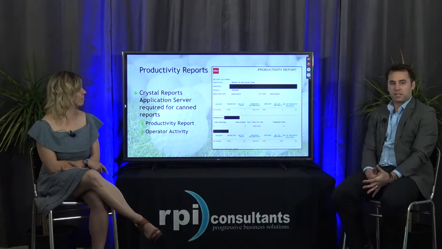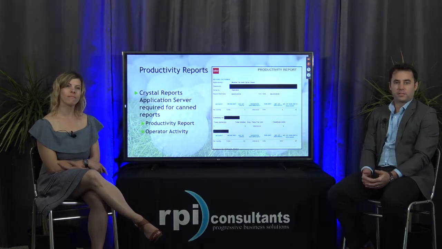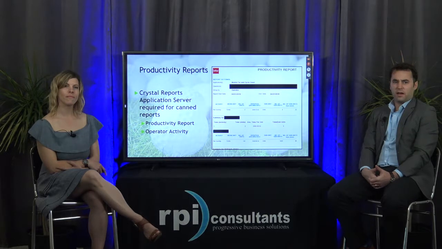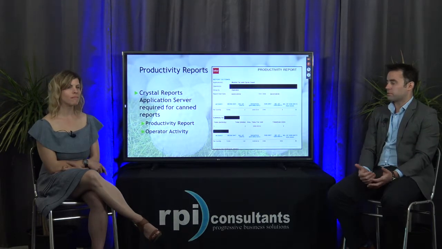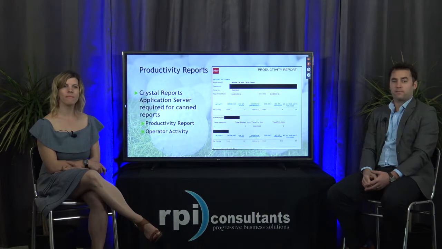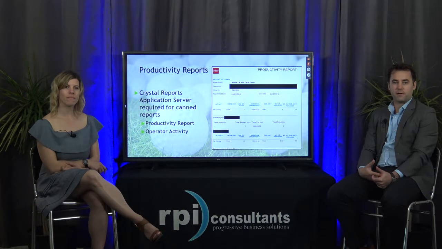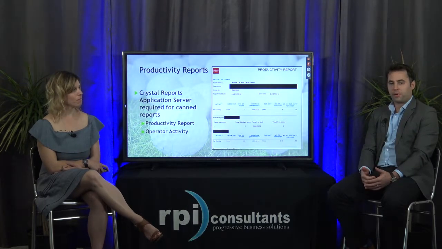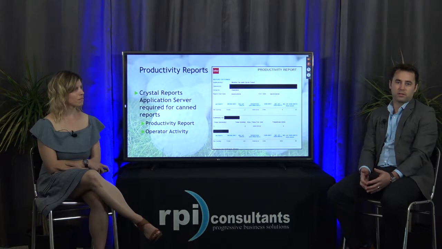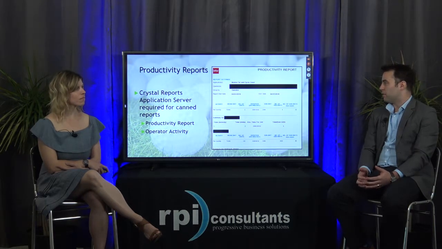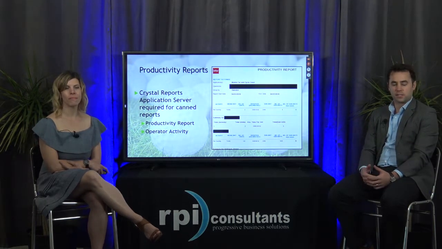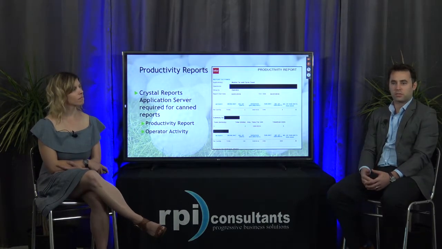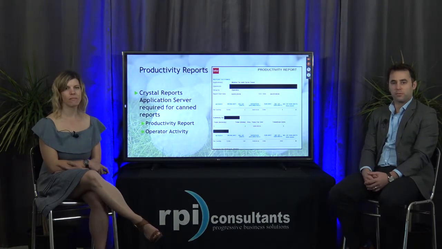And then there are also some productivity reports that come out of the box with mobile supply chain. For these to work, you need to have a Crystal Reports application server set up and defined in your MSCM.filter.properties file. The productivity reports and operator activity reports are a good way to look into what your par techs are doing, how frequently they're counting pars, the number of units they're counting, and how long it takes them to count items. It just gives you a little insight into the efficiency of your team members.